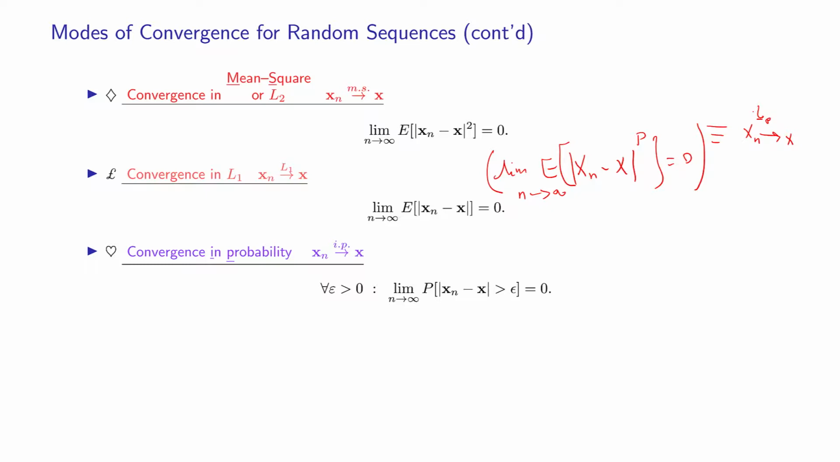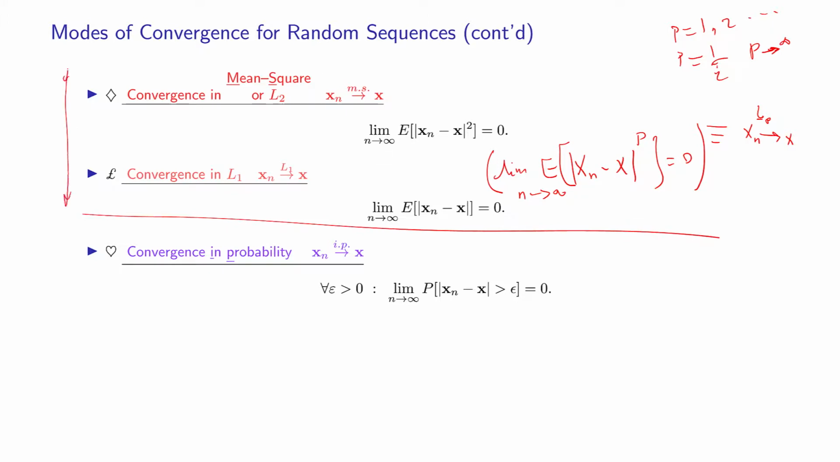And p could be 1, 2, 3, or it could be even infinity, or sometimes p could even be 1/2. When p is infinity, we call it the L infinity norm. So this is one class of convergences which are defined by norms and so on.